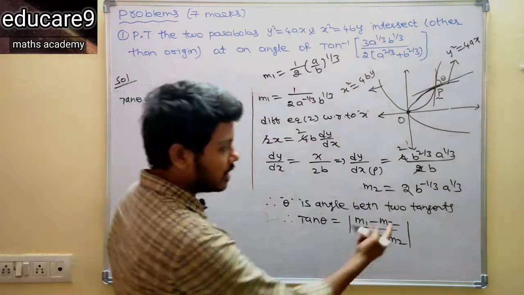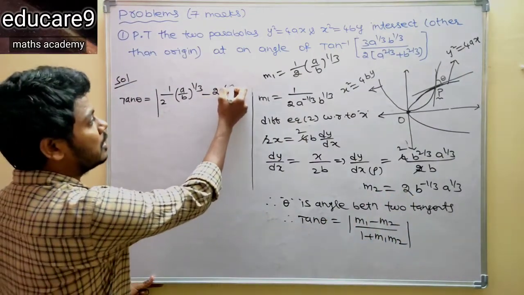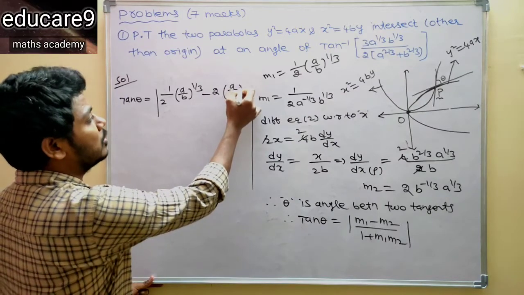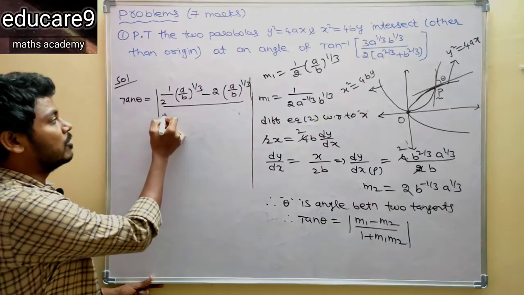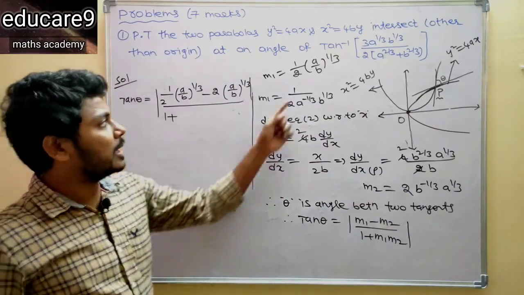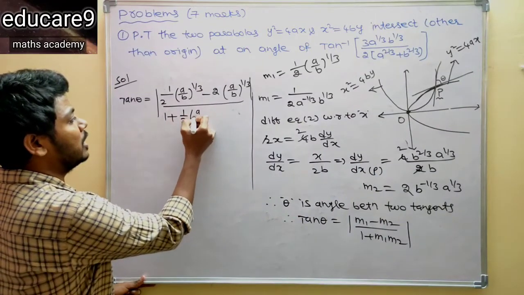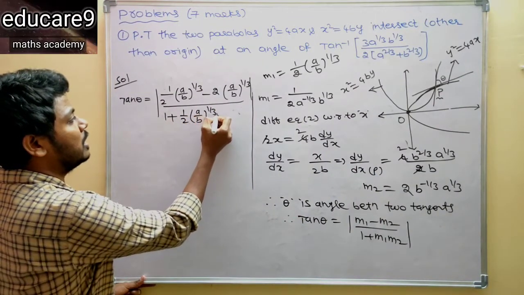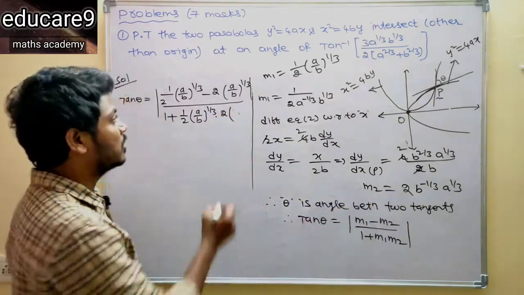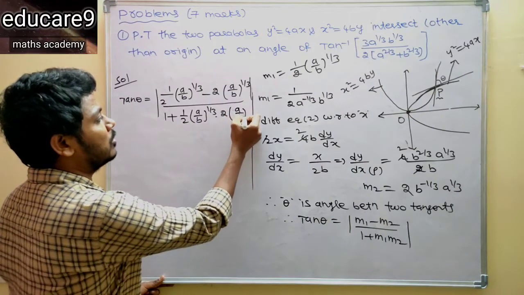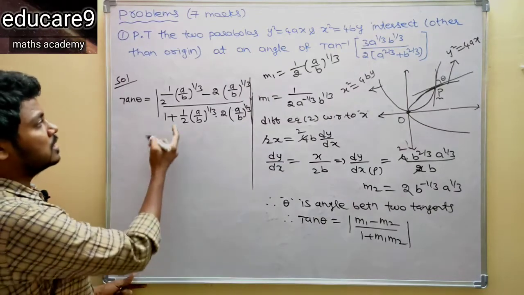Minus m2, which can also be written as 2 into a by b whole to the power of 1 by 3. Divided by 1 plus m1 into m2, that is 1 by 2 into a by b whole to the power of 1 by 3 into m2. M2 is 2 into this one, a by b whole to the power of 1 by 3.